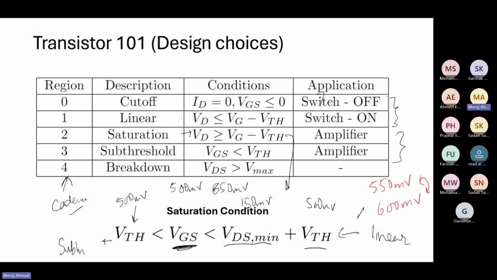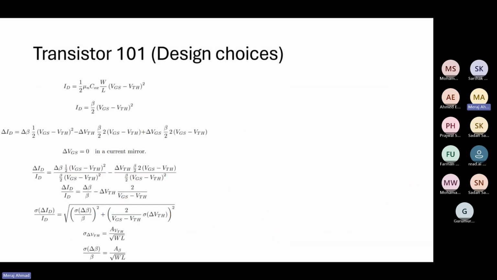Because if VDS is fixed, if you know your swing requirement, the lowest voltage across any current source will be 100 millivolt or 150. Then how we select is, one criterion is mismatch. And then we will see there is also noise. So I will quickly go through this.